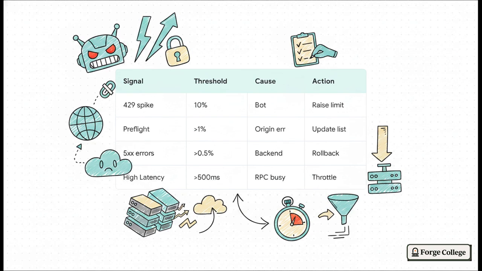What if you see preflight failures, where more than 1% of OPTIONS requests fail? That usually means an origin is misconfigured, so you just need to update your origin whitelist. A spike in 5xx errors points to backend instability. Time to roll back your recent config changes. And if your latency shoots past your service level objective, like taking more than 500 milliseconds for 5 minutes straight, you've got RPC congestion, and you need to immediately throttle non-critical routes. Keep this table handy, it's a lifesaver in production.